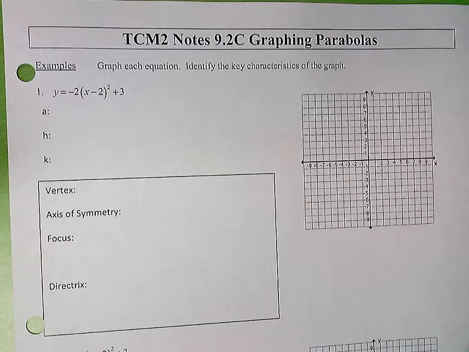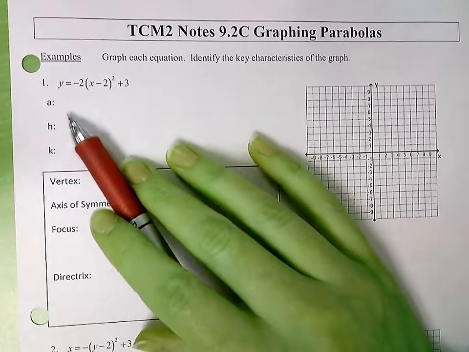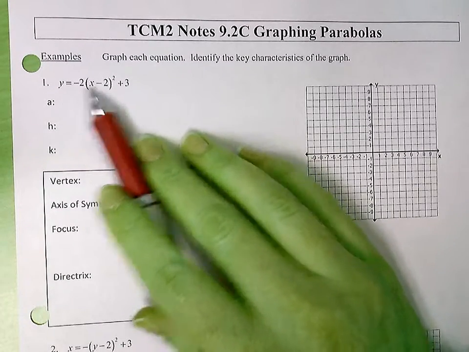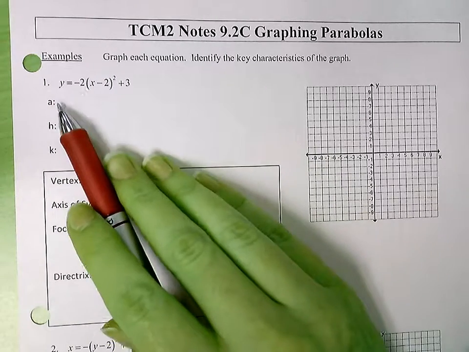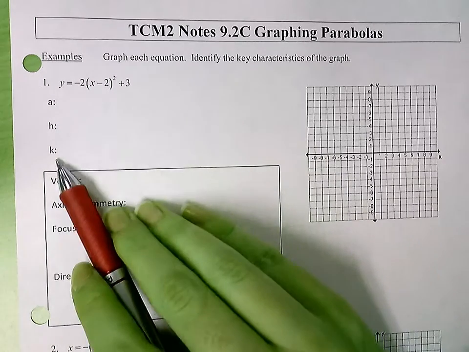Parabola. Okay, so now I want to graph a parabola when it's in standard form already. So we were trying to put the equation into standard form. Now we're going to graph given a parabola in standard form. So the first thing that I do when I have my equation here is I find A, H, and K.